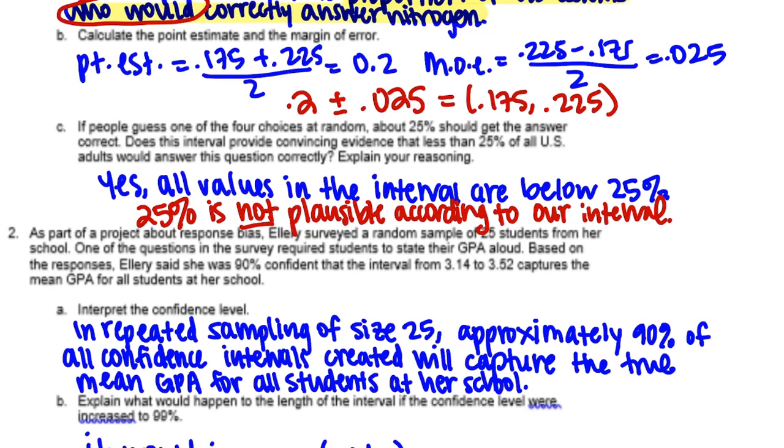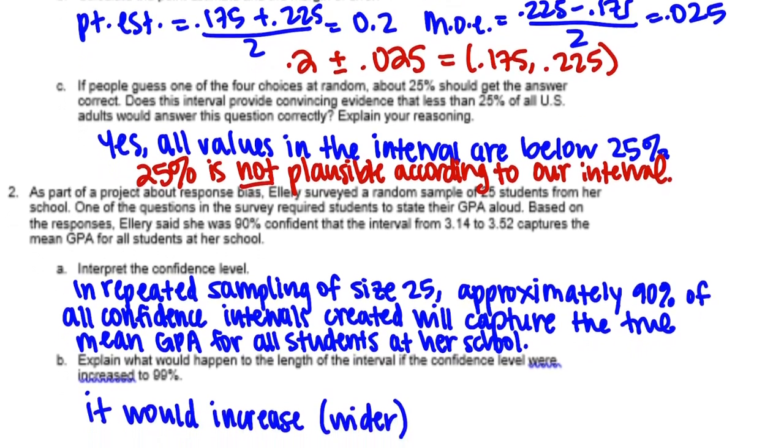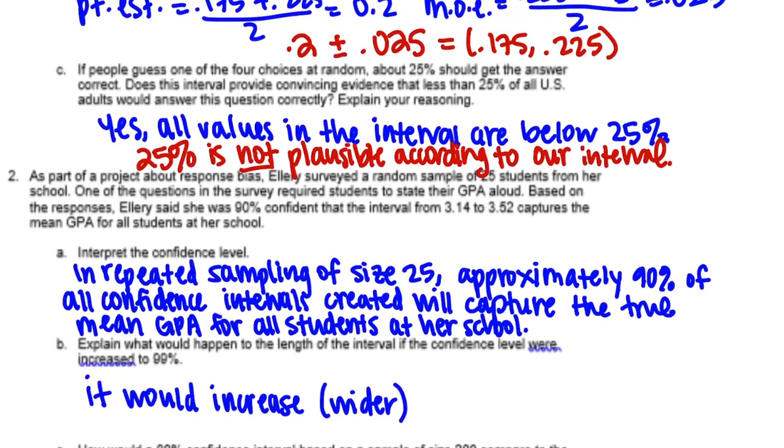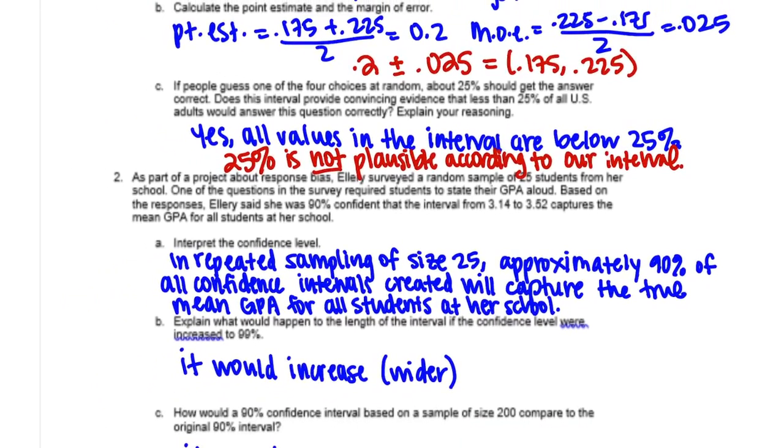Here, I'll do the highlight thing again. We always say in repeated sampling of size, and then whatever the sample size is, 25. I got that from right there. Then approximately the confidence level, 90% of all confidence intervals created will capture the true mean GPA for all students at her school. And I just got that exactly from right there. We're just copying those words.